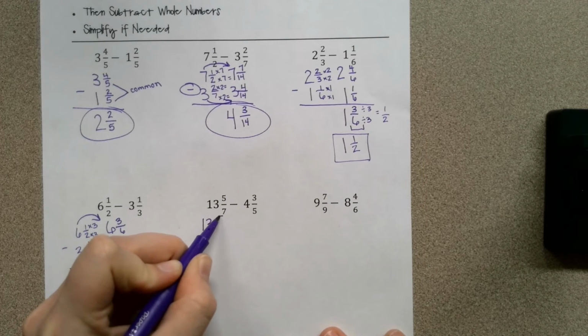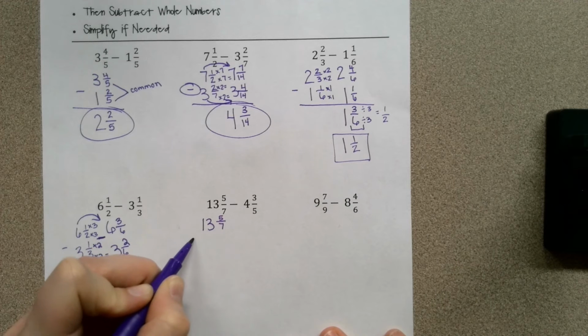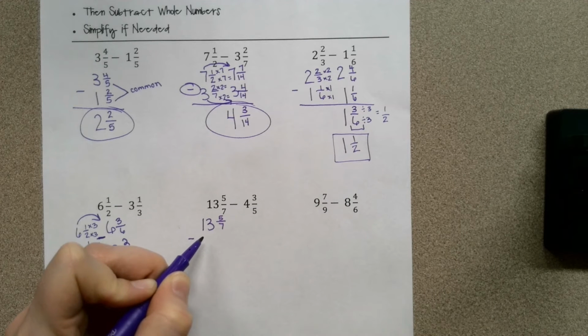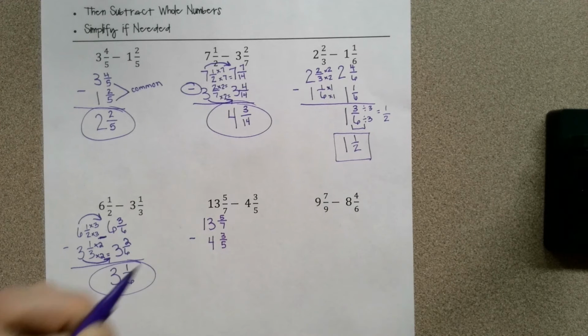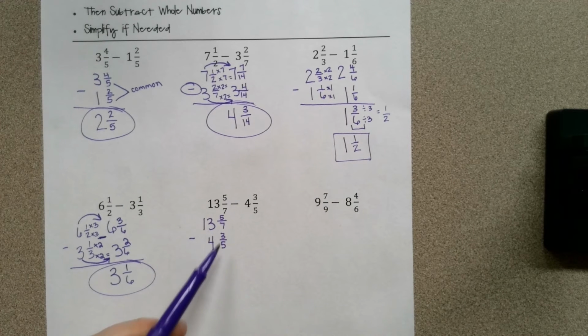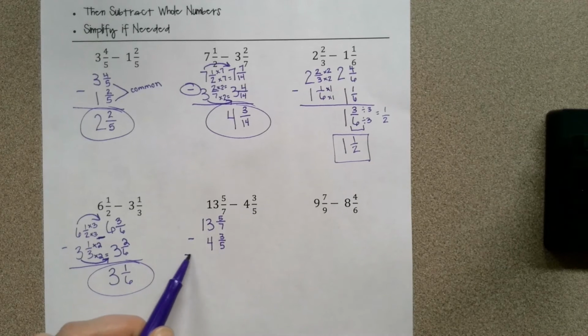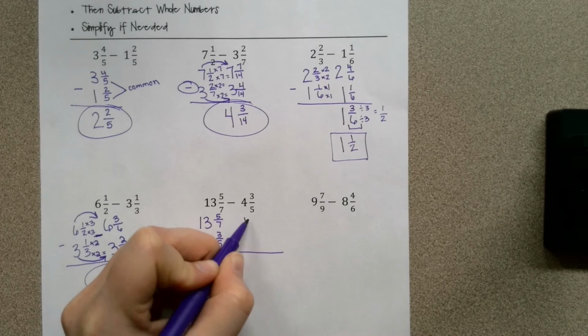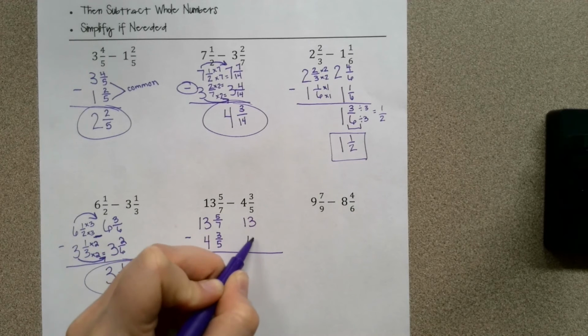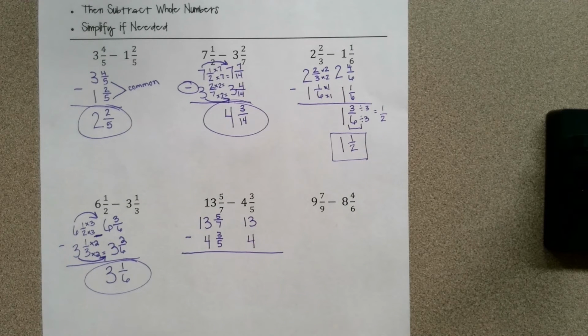13 and 5/7 minus 4 and 3/5. We don't have common denominators, so we need to create them. I'm going to start this time by writing those whole numbers there to make sure that we have enough space and so we remember to write them.